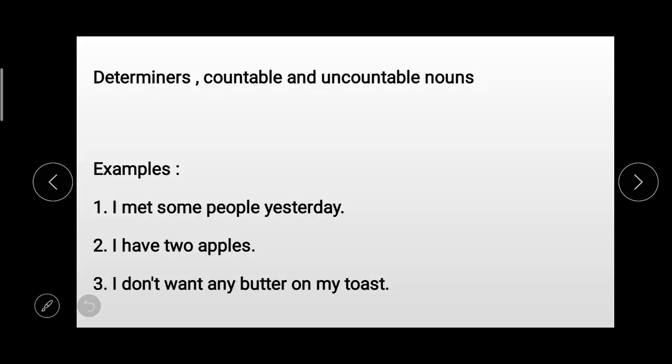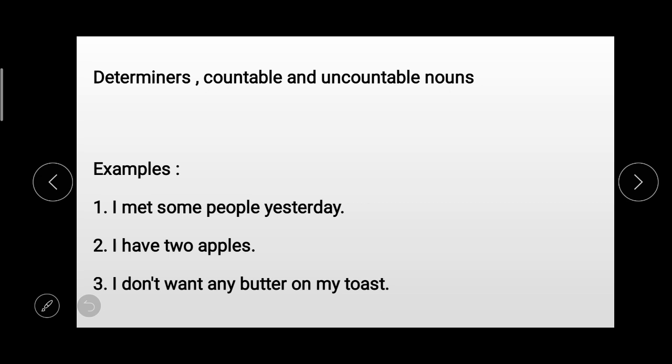Now let me show you determiners, countable and uncountable nouns. To understand these topics, let me show you 3 more examples. Number 1, I met some people yesterday. Number 2, I have 2 apples. Number 3, I don't want any butter on my toast.